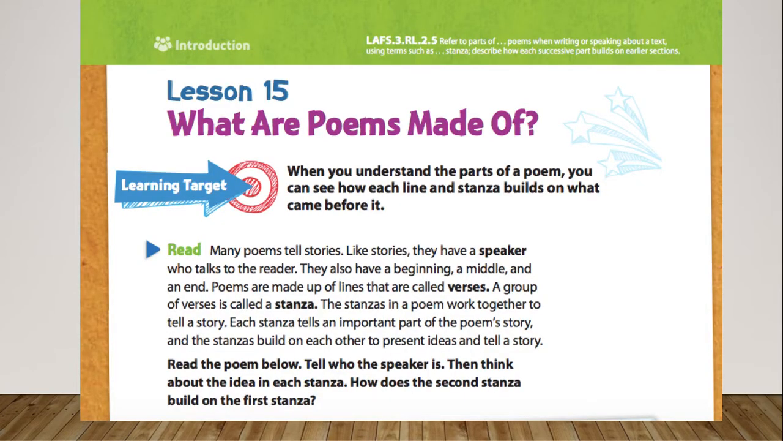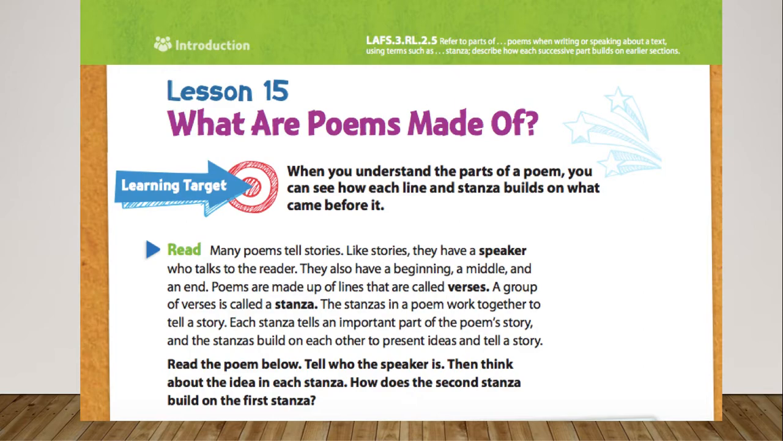So when we look at poems, we think about what poems are made of. Well, when you understand parts of poems, you can see how lines and stanzas build on what came before. Many poems tell stories. Like stories, they have a speaker who talks to the reader. They also have a beginning, middle, and end. Poems are made up of lines called verses. A group of verses is called a stanza. A stanza and a poem work together to tell a story.